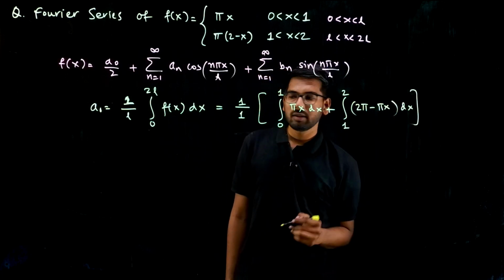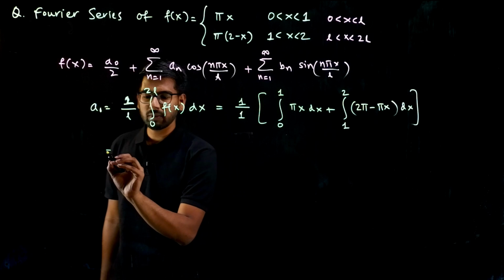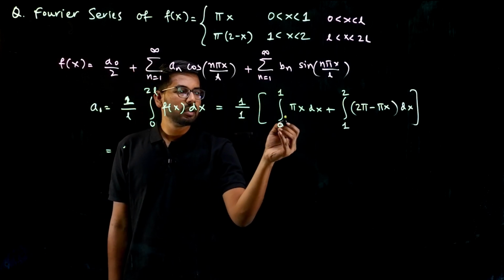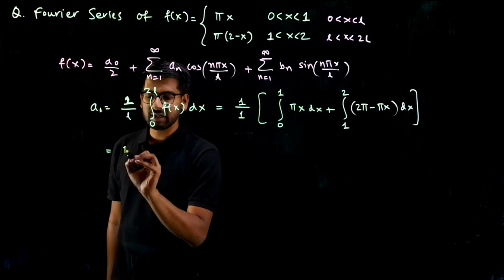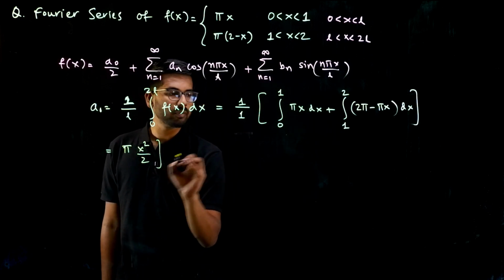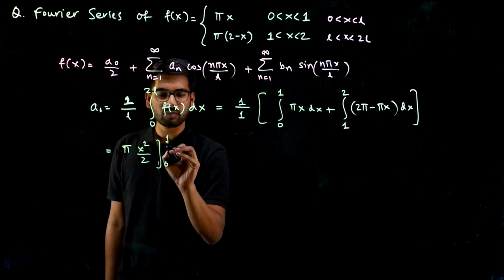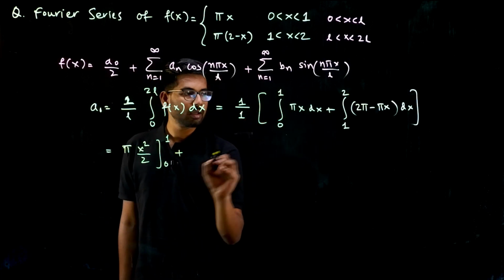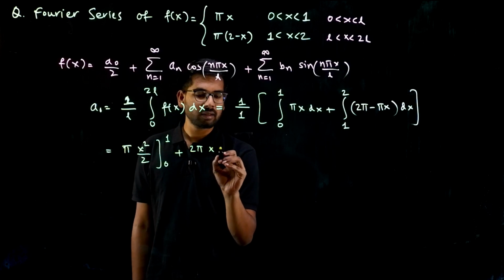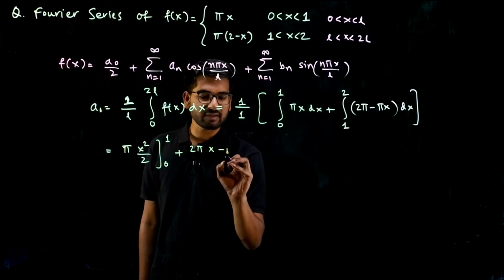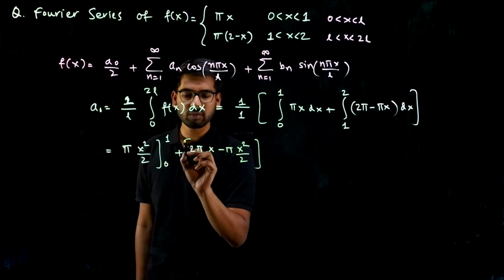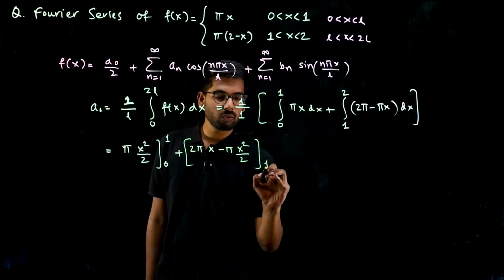Okay, so let's evaluate the integral. So what will you get? 1 by 1 is 1, you don't have to write it. Integration of pi x, I'll write pi as it is. Integration of x is x square by 2, from 0 to 1, plus integration of 2 pi is 2 pi as it is. Integration of 1 is x, and minus pi as it is. Integration of x is x square by 2. This is from 1 to 2.